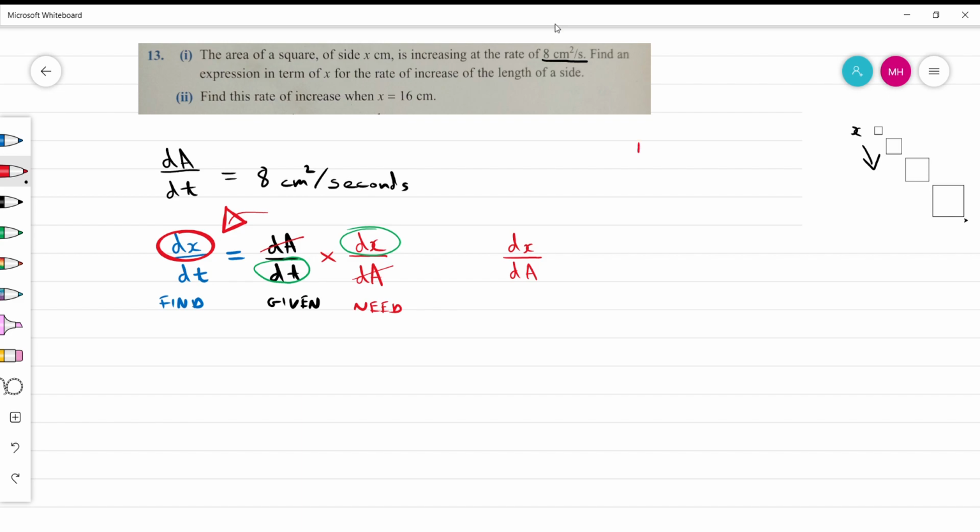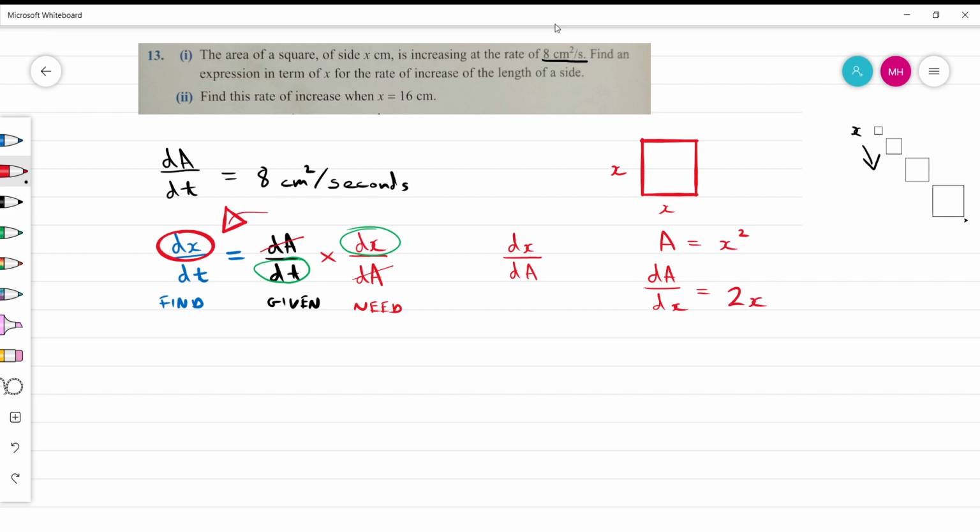So if we draw a square, remember A stands for area, so if we draw a square, now one side of that square is x. Now I'm sure you agree that the area of that square is equal to x squared. Now it's very easy to work out from there by differentiating what dA/dx is. dA/dx is just equal to 2x.